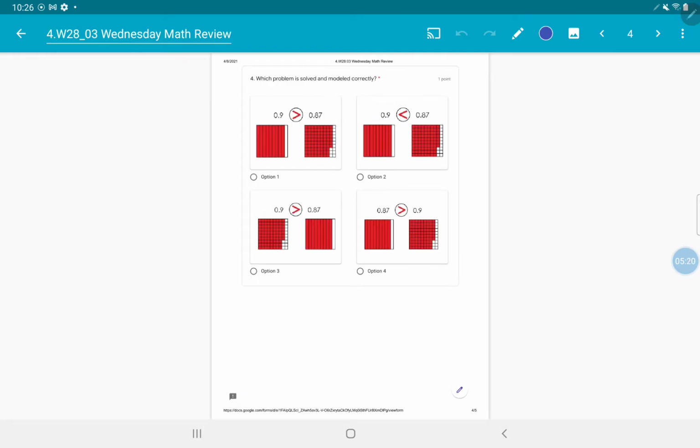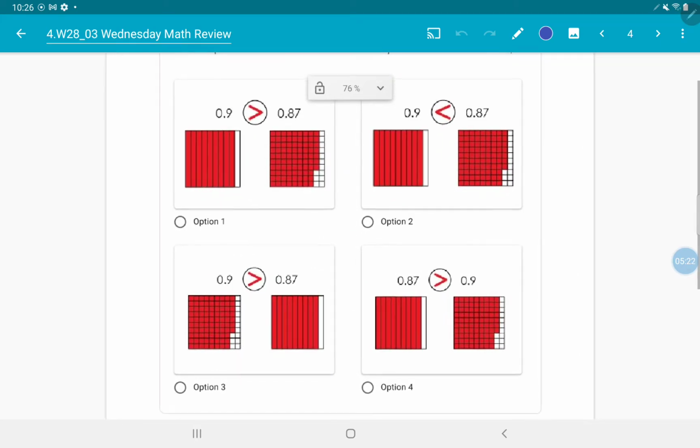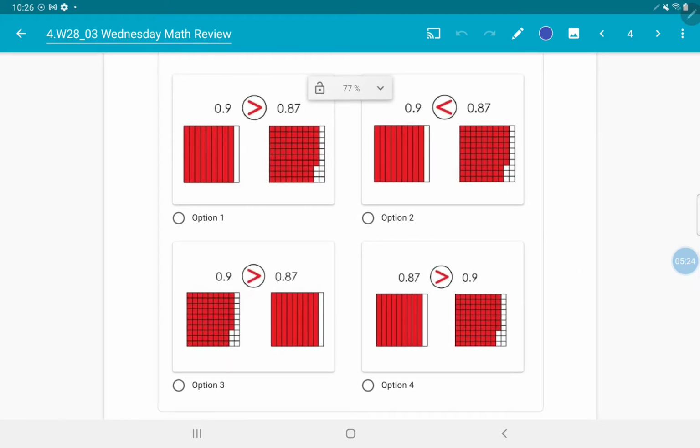All right, now we're looking for the problem that's solved and modeled correctly. So we've got 9/10 and 87/100. Let's look at option 1. Does option 1, that first model, have 9/10 shaded? Yes. Does the second one have 87 shaded? Yes. Okay. Is 9/10 greater than 87/100? Yes, it is. So option 1 is the correct answer.